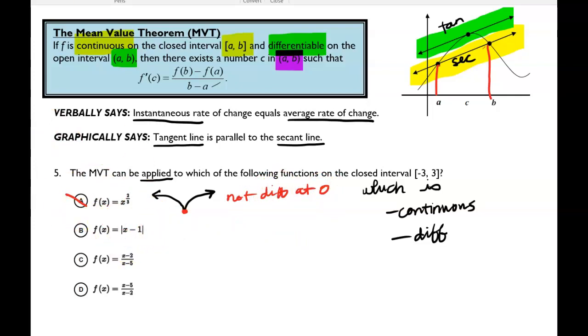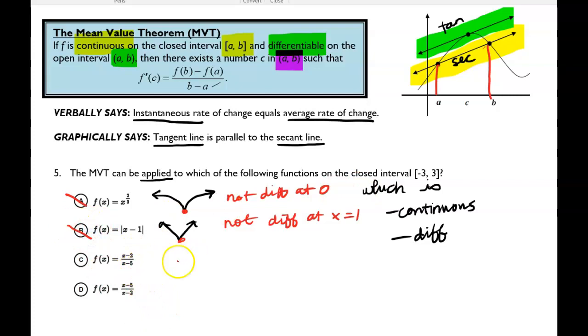For absolute value of x minus 1, that is an absolute value function shifted over right 1. It's not differentiable at its vertex, and that vertex is at x equals 1. Think about where that absolute value is 0. And 1 is on this interval from -3 to 3, so that can't be it.